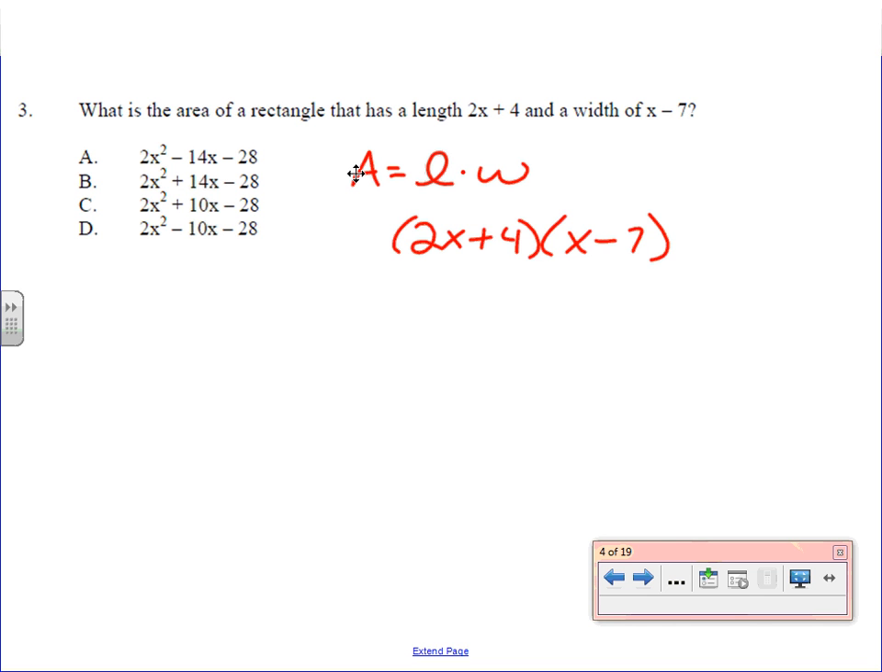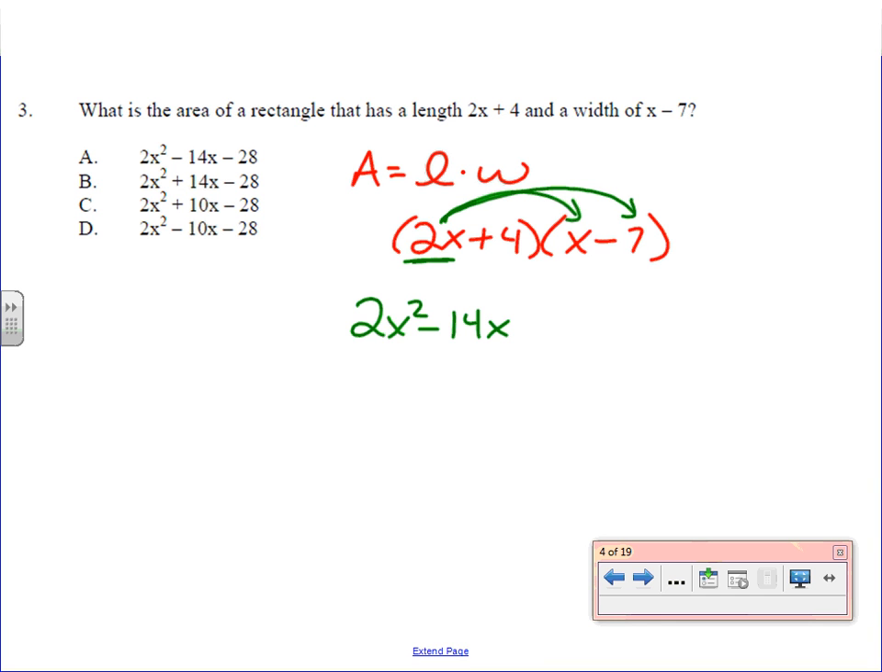Now, the way we multiply this is by using distributive property. Some people call it the FOIL method. So we're going to multiply 2x times the x. 2x times the x is going to give me a 2x squared. I'm going to take that same 2x, but this time we're going to multiply it with the negative 7. So 2x times a negative 7 is a negative 14x.